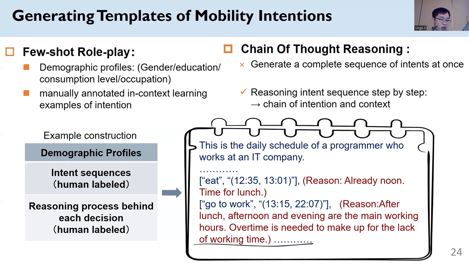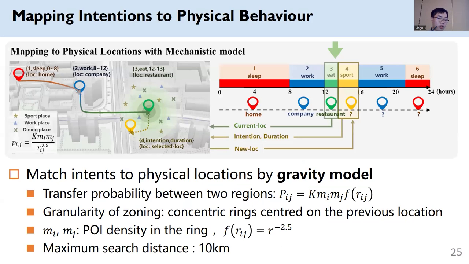So that's a two-stage collaboration framework. For the first part, how to generate templates of mobility intentions, we use the few-shot role-playing capabilities of the LLM. Humans annotated a few examples of the daily routines and the motivation behind each individual. Then we ask the LLM to reason step by step to generate each intention in the sequence, based on the current intention and the current context. Secondly, when we have these intention templates, we let the LLM call a physical mobility model, the gravity model, to map the intention to specific locations of a certain type. Like if I want to go someplace to eat, or find a place for sport, then I will map to a physical space based on the probability calculated by the gravity model.